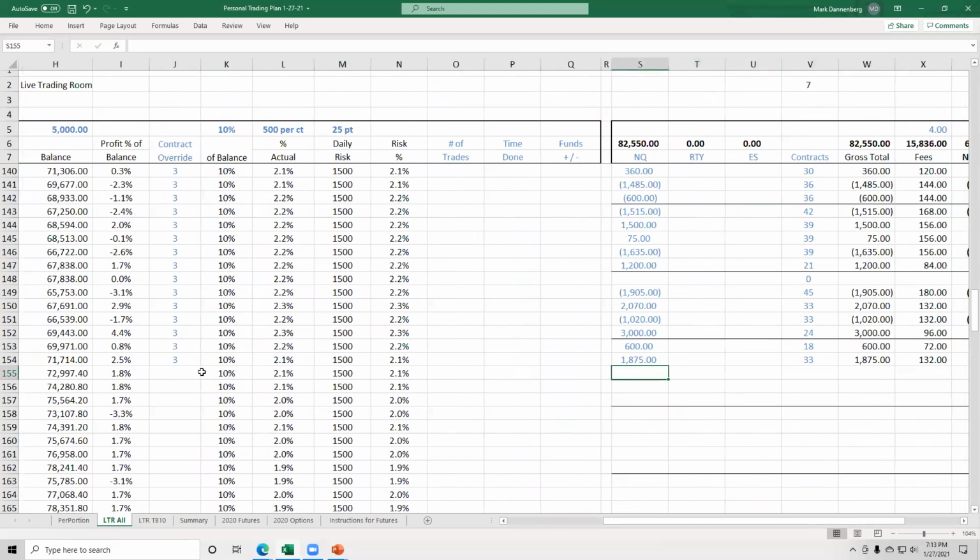I've already filled in Monday and Tuesday here. Monday we did $600. Tuesday we did $1,875. And today we did 65 points at $20 a point, times 3 contracts, was a $3,900 day for us between 9:30 and noon. And there were 10 trades at 3 contracts per trade, so it's 30 contracts.